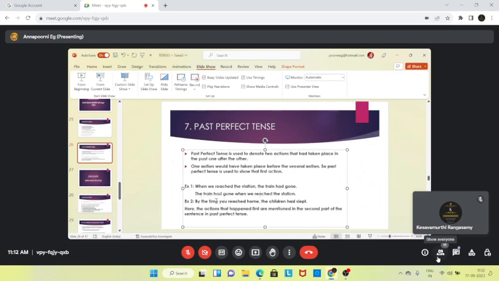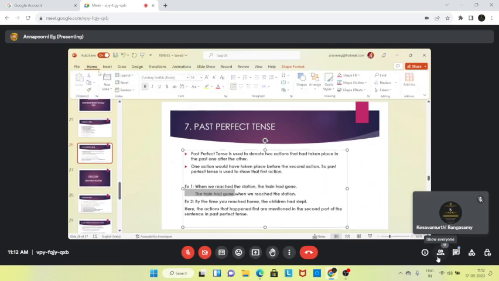Even if you write like this, the train had gone when we reached the station, that is also correct. Nothing is wrong. Or you can write when we reached the station, the train had gone. But இங்க நான் அண்டர்லைன் பண்ணியிருக்கிற பார்ட் மட்டும்தான் past perfect-ல வரும். இப்ப புரியுதா? Is it clear? Now, the second example: By the time you reached home, the children had slept. Can you rephrase it, Kavini?